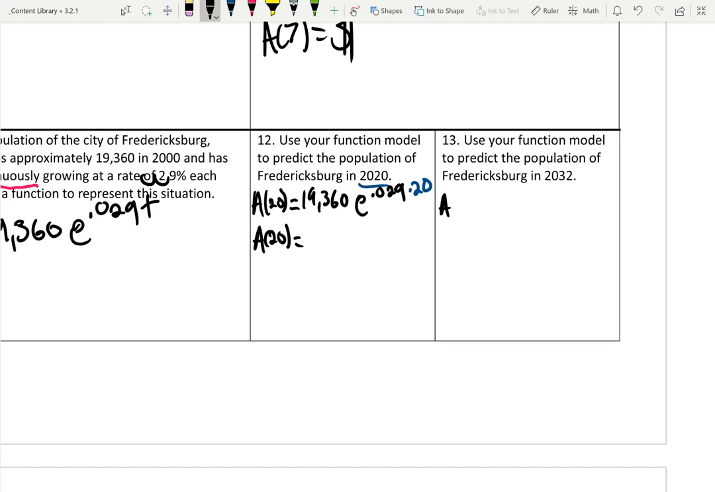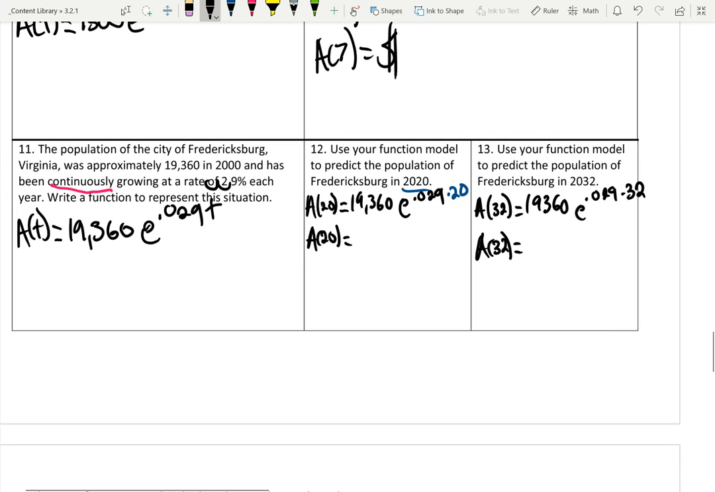Likewise, if I need to use it for 32 years, it is equal to 19,360 e to the 0.029 times 32. And A of 32 will give me my population. The big thing I should do, just to make sure my answer makes sense, is see, hey, did the population increase?